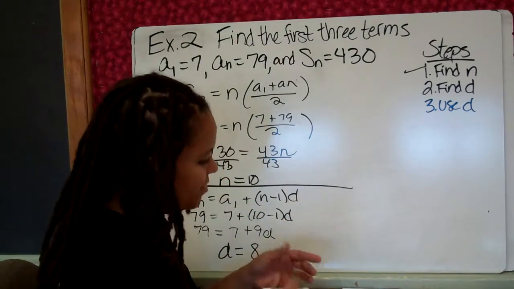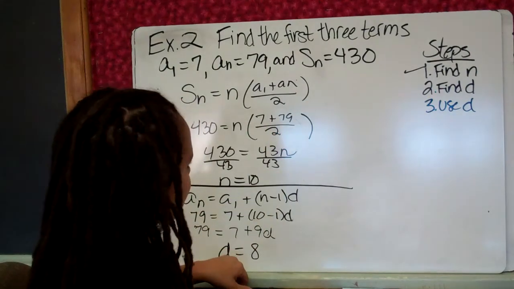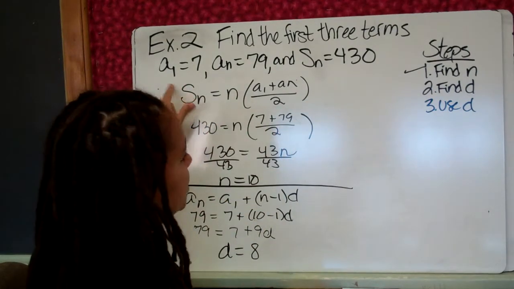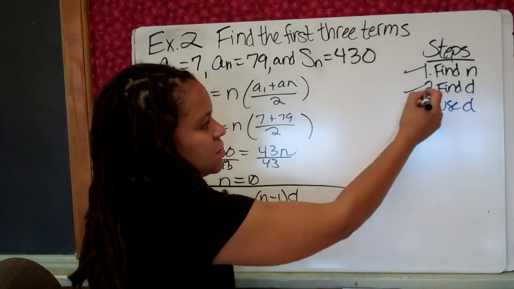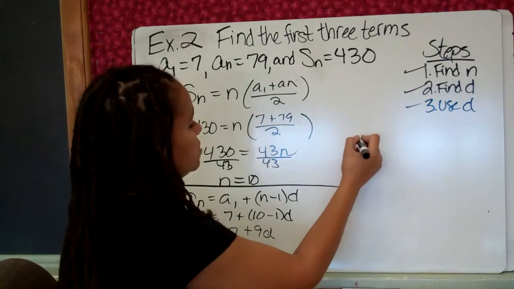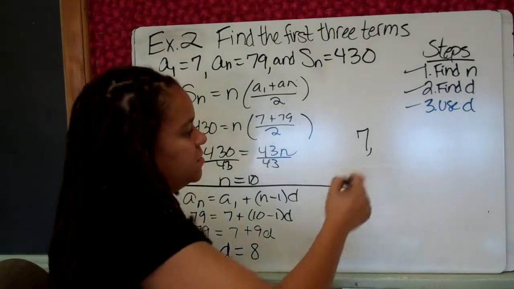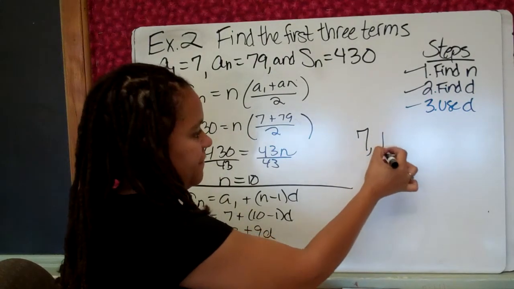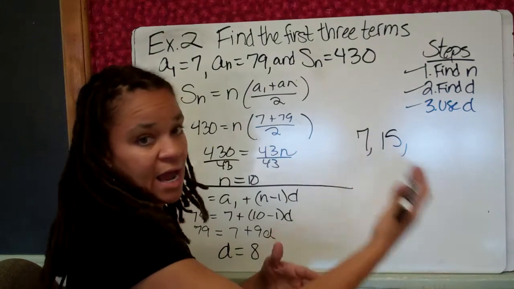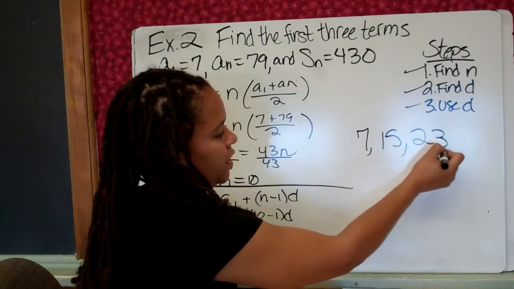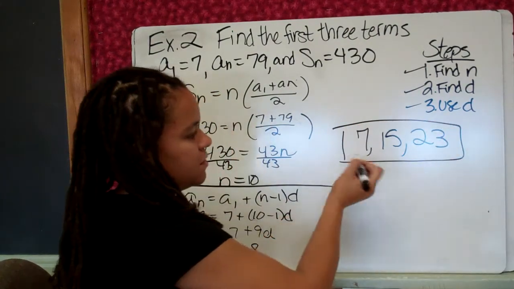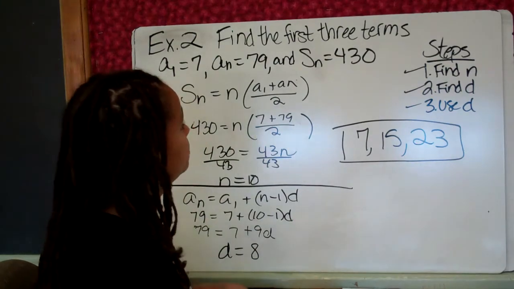So now we know what d is, and we know what a1 is, so we know how it changes. So let's just do that. We know that it starts with 7, and my d is 8, so I need to add 8. So if I add 8, I'm going to get 15. And if I add 8 again, I'm going to get 23. So now I've found the first 3 terms.